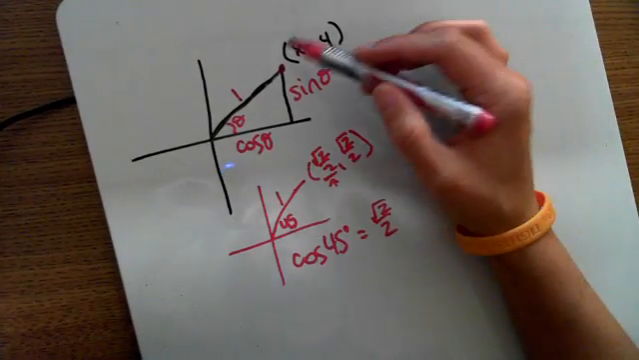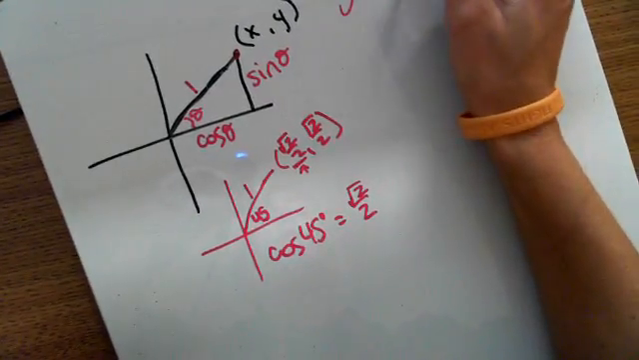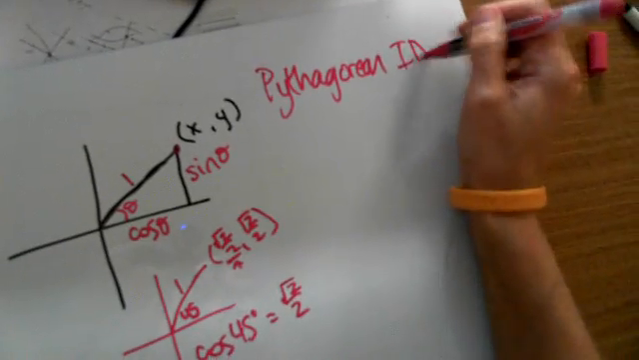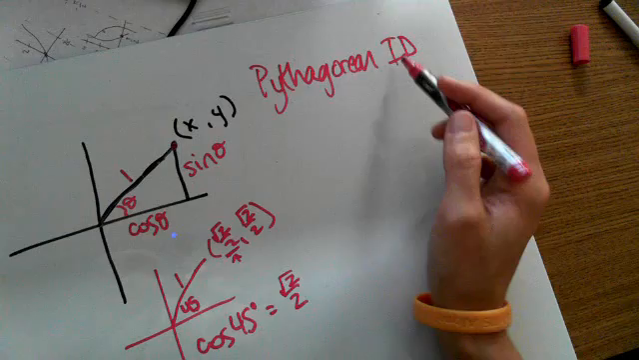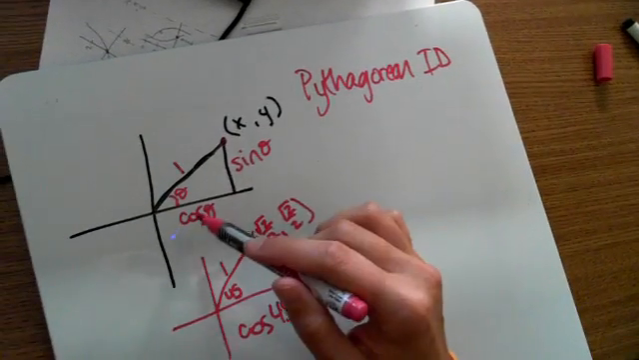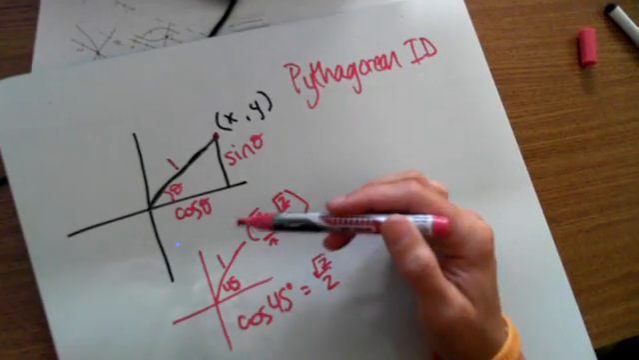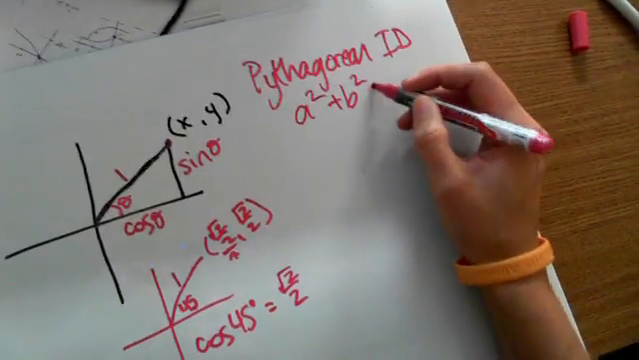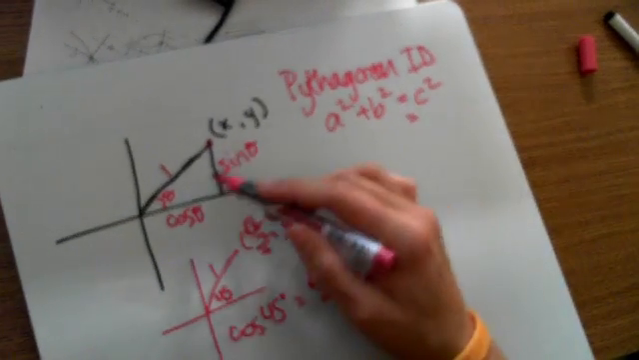So now, if we think about the name, the Pythagorean identity, I'm just going to put identity, ID. The name itself tells us where it's coming from. So the Pythagorean identity comes from the Pythagorean theorem of a right triangle. If we're using this right triangle I've just created, that means that a squared plus b squared has to equal c squared. Well, in this case, a and b are my legs, c is the hypotenuse.